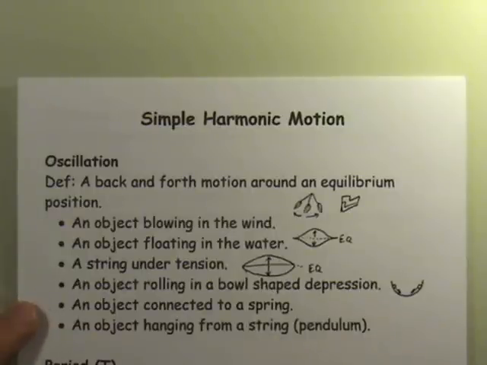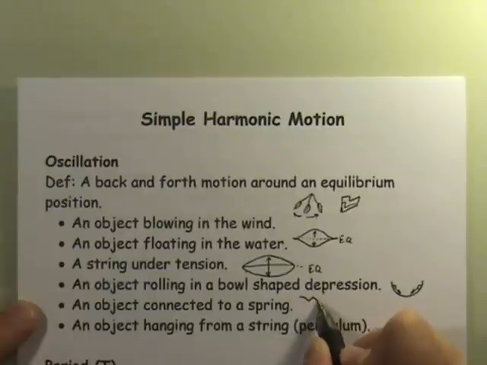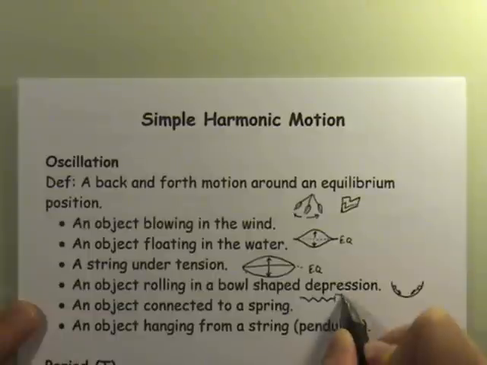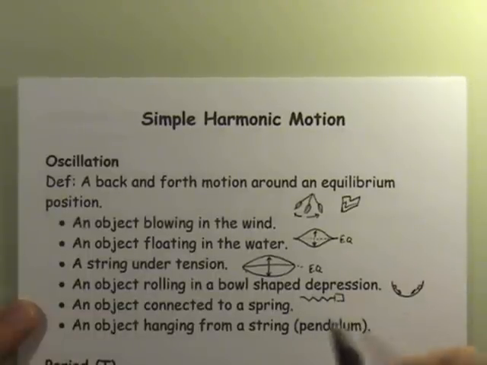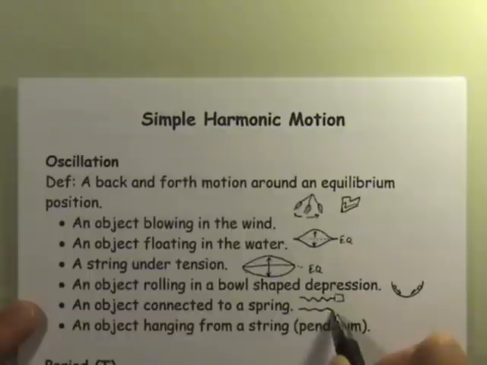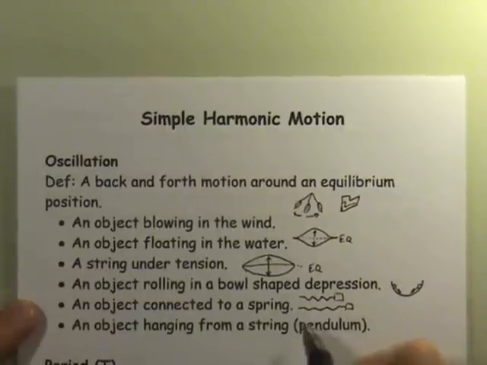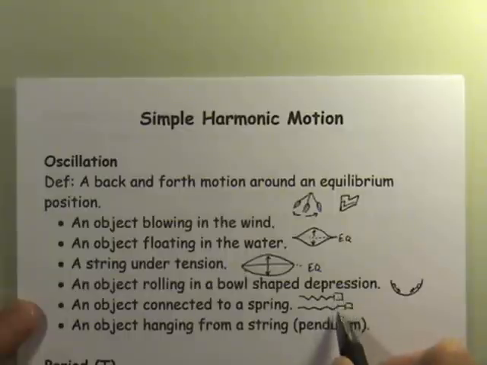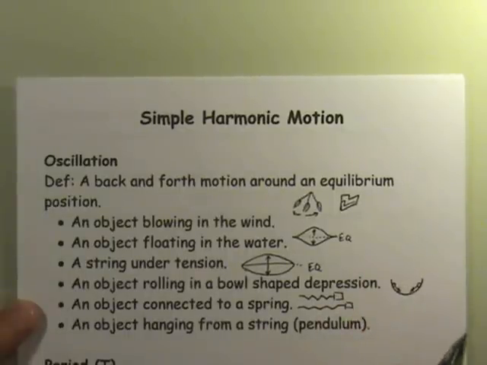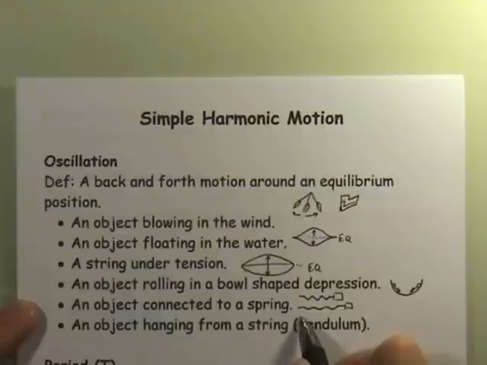Objects connected to a spring would be another example. So if you imagine a spring, and we, for example, were to pull on that spring, what would happen is the spring would stretch, and when we release this, the spring would pull the object backwards, it would reach its equilibrium position right here, and then it would overshoot that position, causing the spring to become compressed, and as the spring becomes compressed, it would begin to push in the opposite direction.